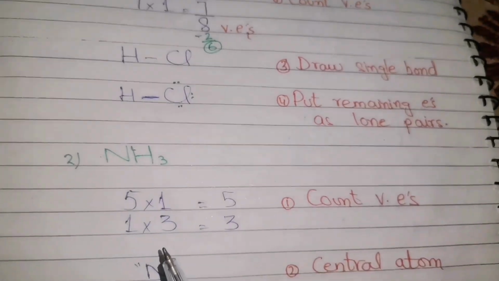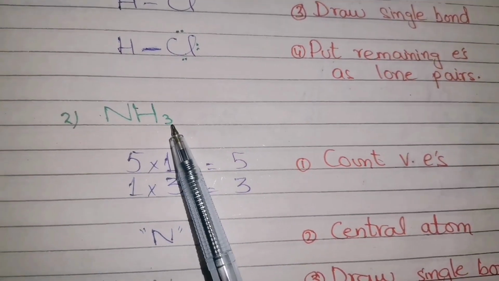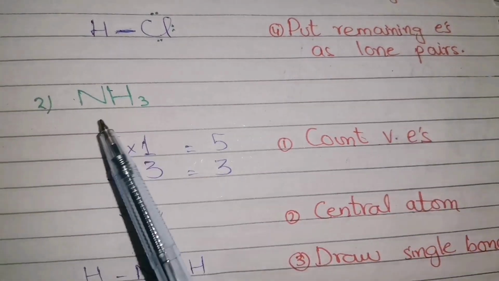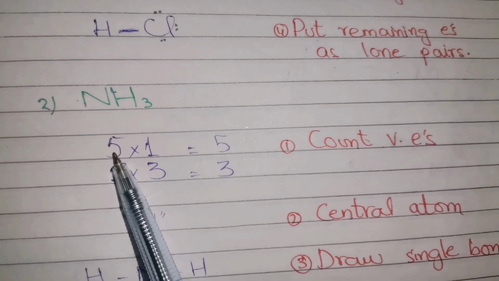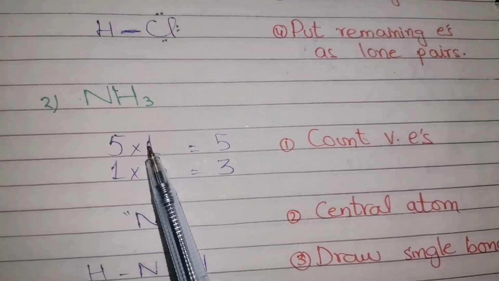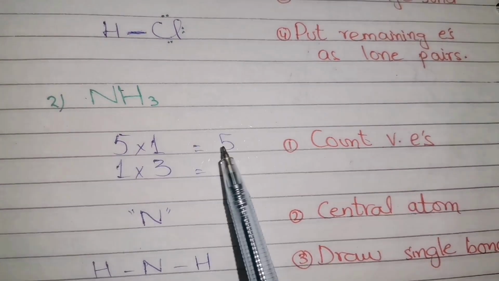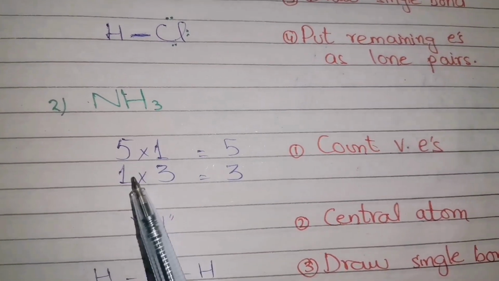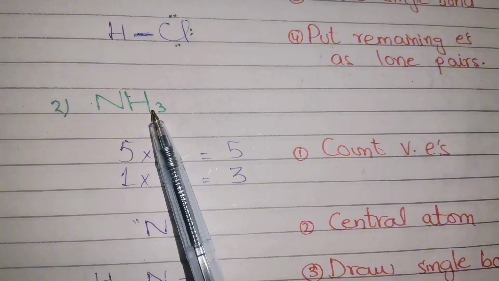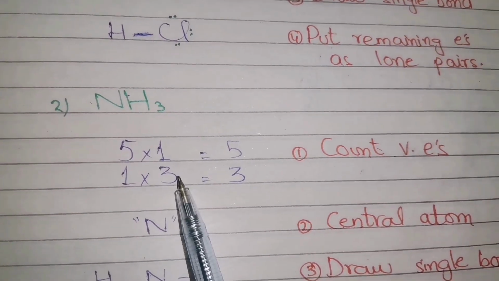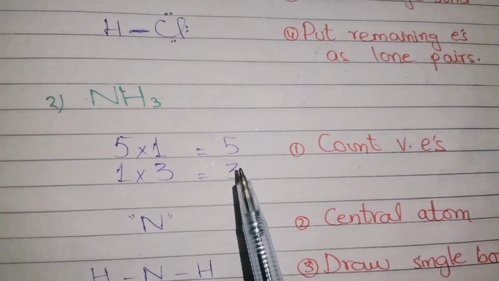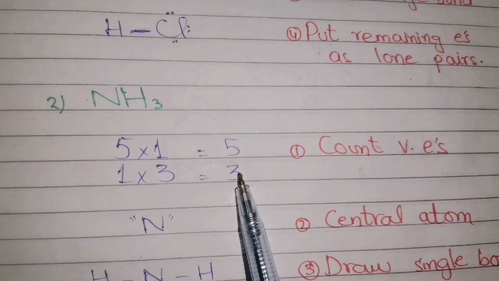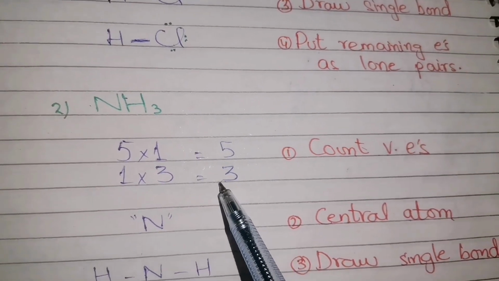Now let's go towards the other example, that is NH3. So step 1 was count the valence electrons. We know that nitrogen is present in group 5 of the periodic table and only one nitrogen is present, so 5 multiplied by 1 is equal to 5. And hydrogen is present in group 1 of the periodic table and only 3 hydrogens are present. When we multiply these, we will get an answer 5 and 3. Now we will add these, we will get 8.